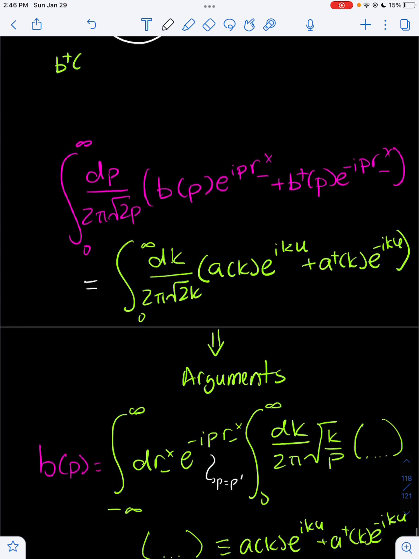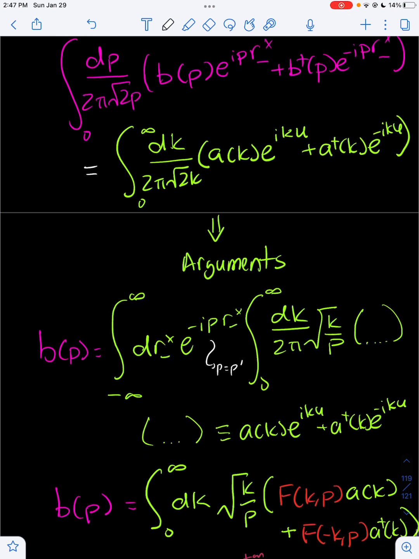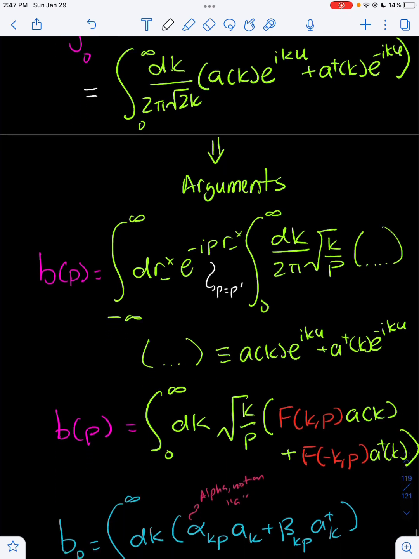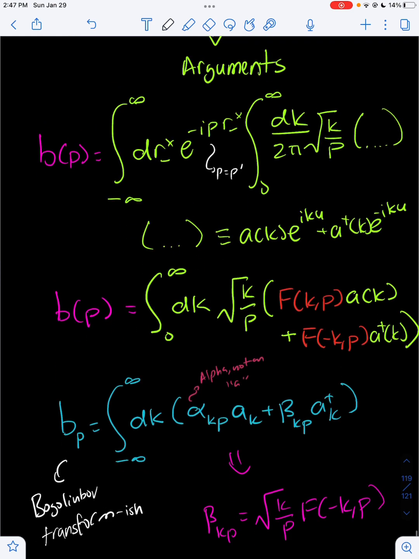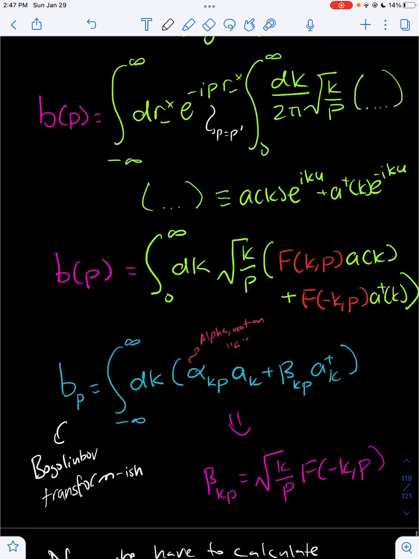Again, this is the exact same thing as the last video. We're just replacing u with x minus, and we are replacing x tilde minus with r asterisk minus. So using some more arguments, we get this, and then using some more arguments to get the Bogoliubov transformation, we can identify this right over here.